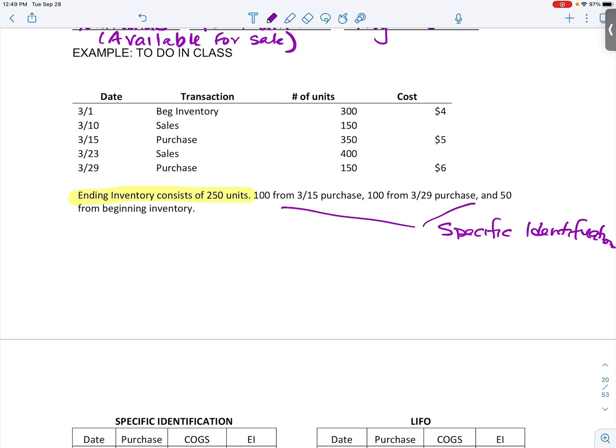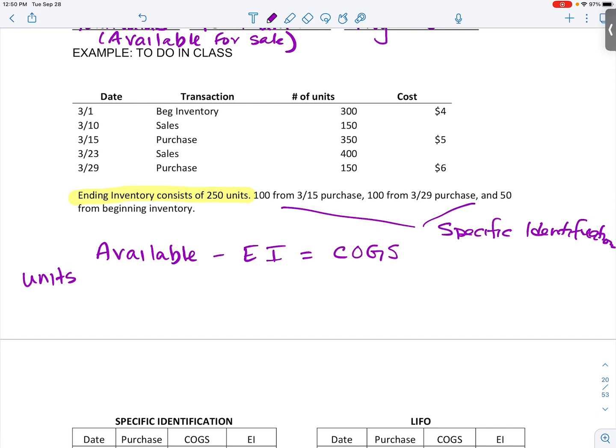One thing you should always do as soon as you get one of these problems is to figure out what units go into each of these categories. I want to know what's available for sale, what's in my ending inventory, and what's in my cost of goods sold. And I want to know this by units because the units do not change. Based on the inventory method we use, the value will change, but the units will never change. So we want to make sure we always go back to those units for consistency.